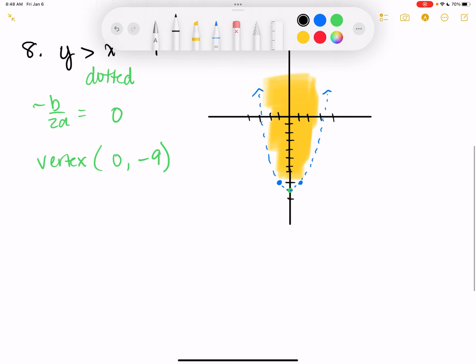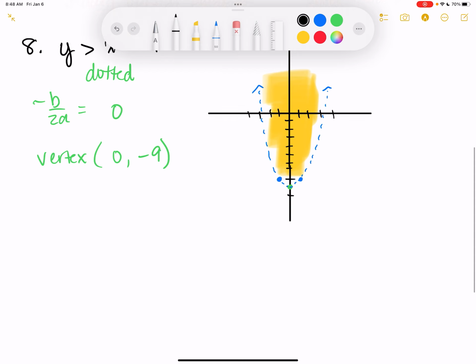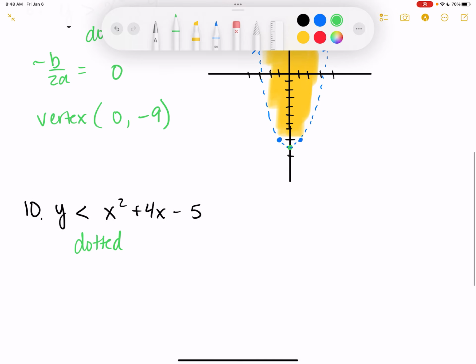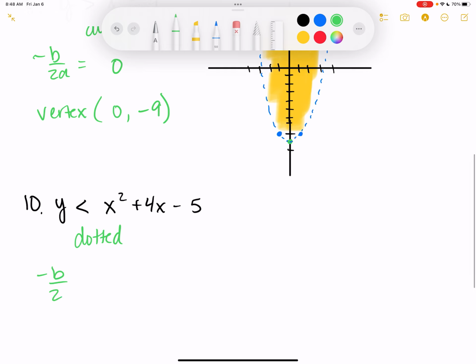There we go. All right, let's see, number 10. y is less than x squared plus 4x minus 5. So is this one going to be solid or dotted? Dotted. All right, so to find the vertex, this time we will have something. So the minus b over 2a is equal to negative 4 over 2 times 1. So that's just going to be negative 2.